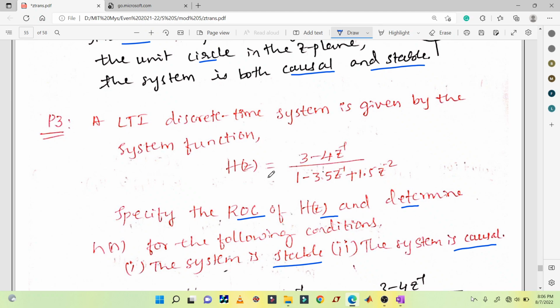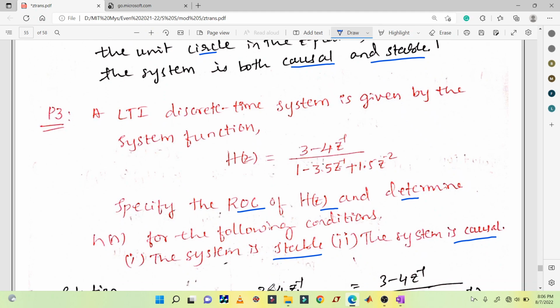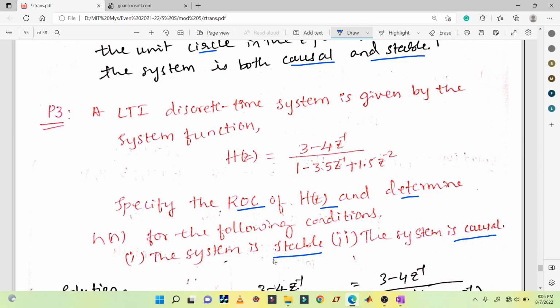For the system to be stable, all the poles should be inside the unit circle, and for the system to be causal, the ROC must be outside the outermost pole.